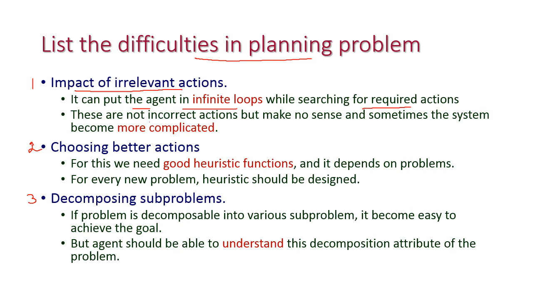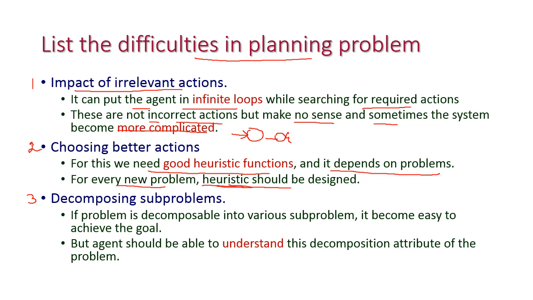These are not incorrect actions, but they make no sense, and sometimes the system becomes more complicated. So while selecting an action, we have to select only the relevant action for that particular state. Then only can we easily achieve the goal. The second one is choosing the better action. For this, we need a good heuristic function, and it fully depends on the problem, because for every new problem we have to design a new heuristic function.